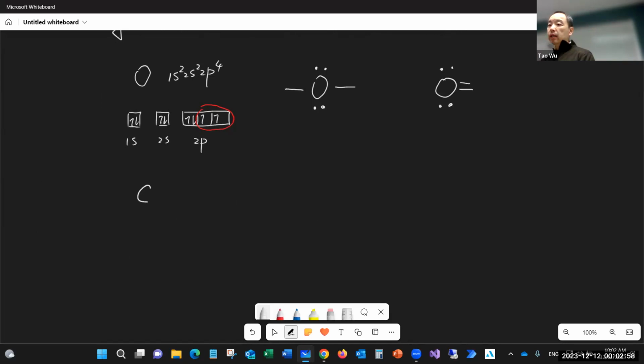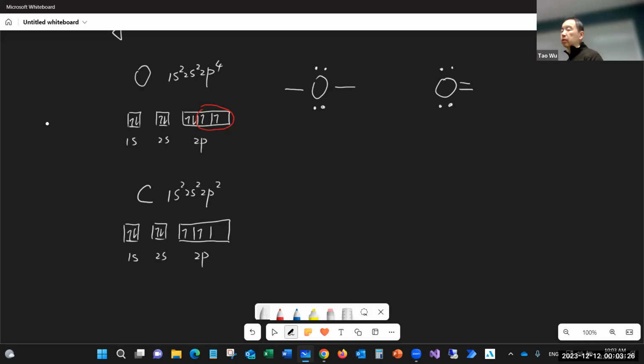Let's see why. This is a mystery for carbon, so people need to explain that. 1s2, 2s2, and 2p2. This is carbon. Carbon only has 6 electrons. So if you draw the electron diagram, 1s, 2s, and 2p. So this is the carbon electron diagram.